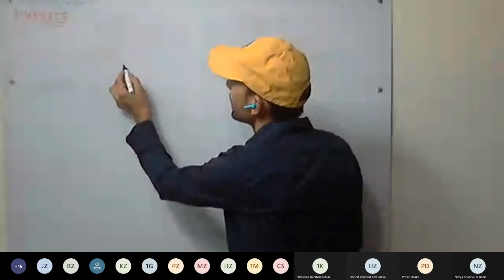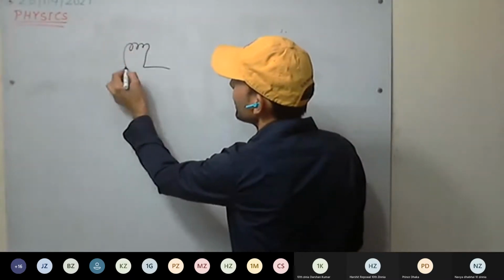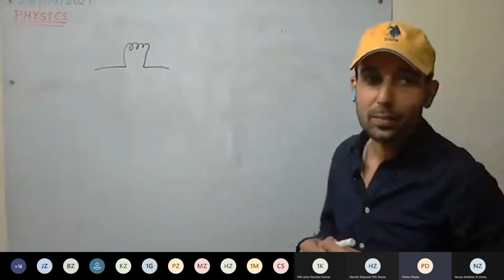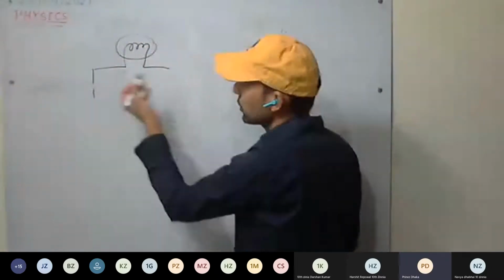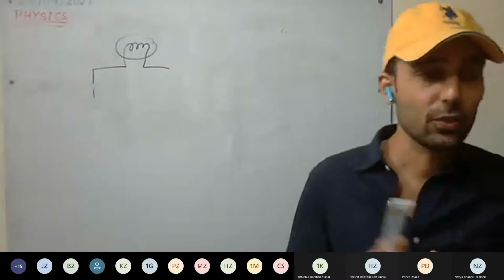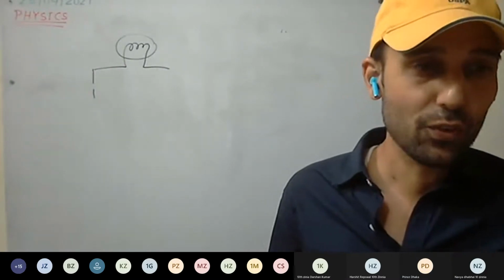Sir, because the bulb is not there, there is no current. Because it is an open circuit, current will not flow. It means electrons are not flowing.